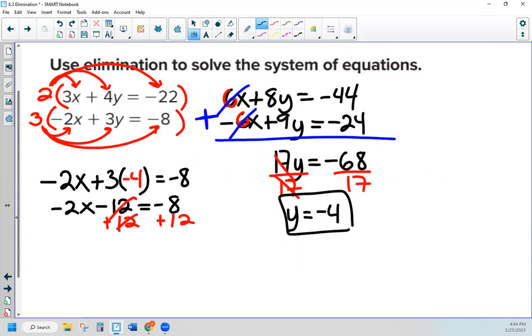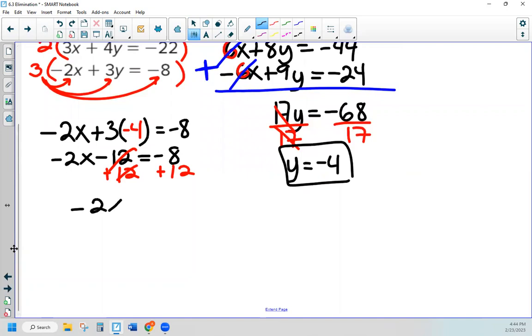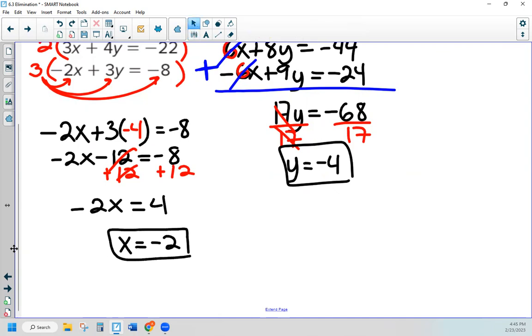That will cancel out. That's going to leave me with negative 2x equals positive 12 and a negative 8, which are going to cancel each other out. But the positives are bigger, so I'm going to have 4 left over. And then pretty much it's going to take 2 to the other side by division, giving me an x value of negative 2. Okay. So the point where these two lines cross is located at negative 2, comma, negative 4. Capiche?